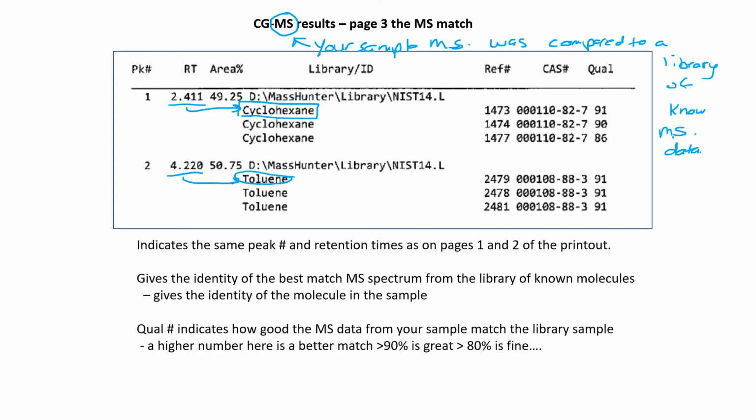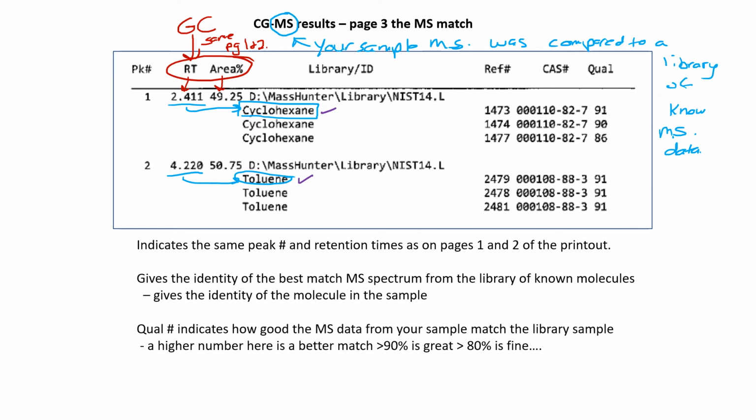So this is actually sort of my page 3 here, really is sort of my one-stop shop, if you will. Okay? Why? Because these 2 things are actually telling me data from the GC directly. This percent area and retention time are the same as what I had on pages 1 and 2. Now it's just been interpreted. Now I've actually got molecule identities. GC doesn't give me molecule identities, but mass spec does.